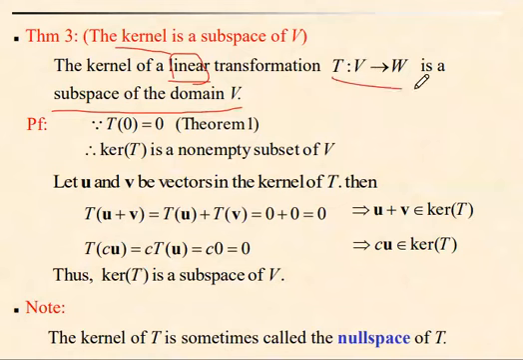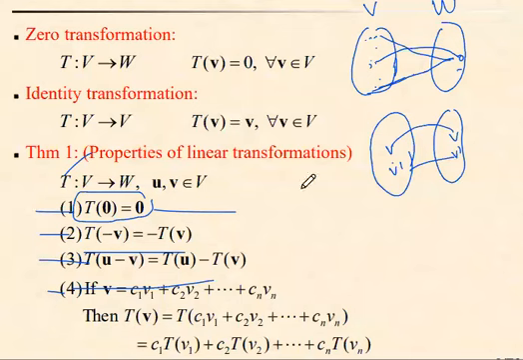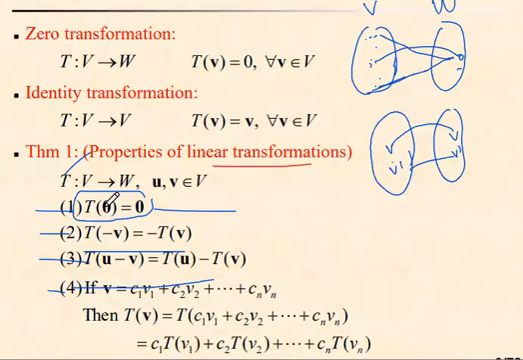Because this is a linear transformation, this one is true. The zero element in domain V maps to zero element in W. We know that because this is linear. These are the properties of linear transformation. Zero element in V maps to zero element in W. All right, you know that.